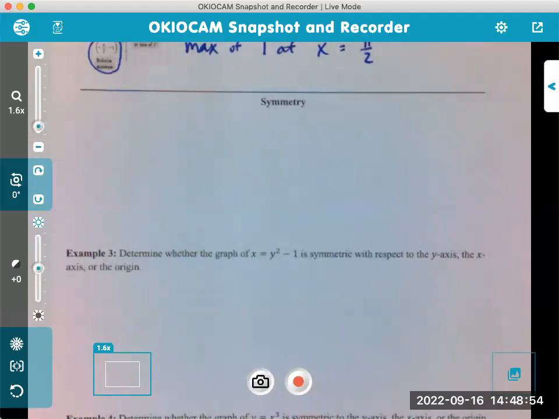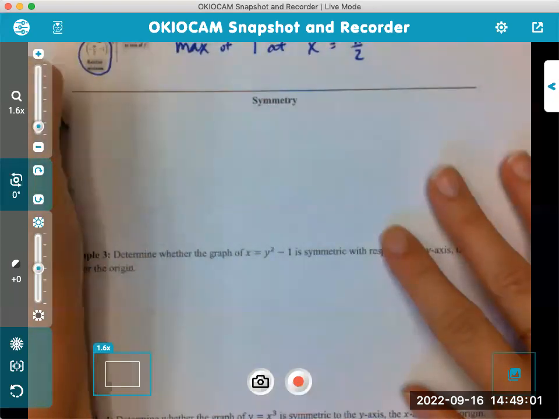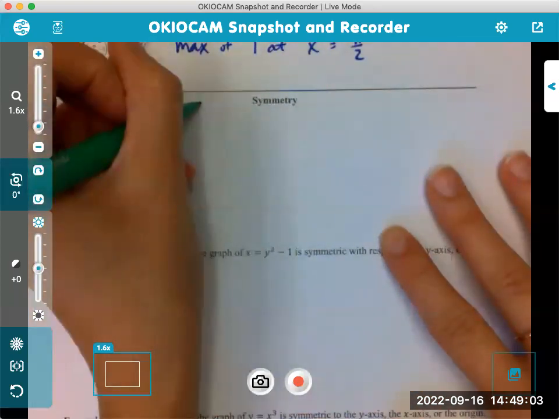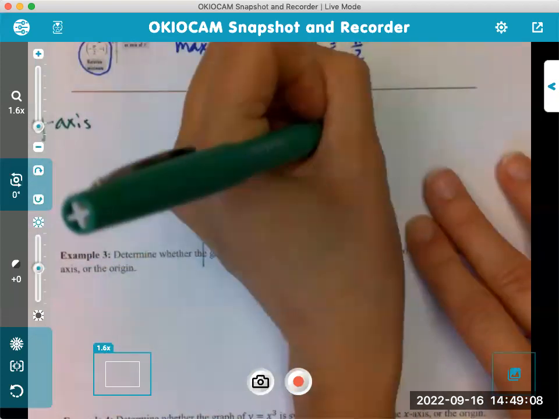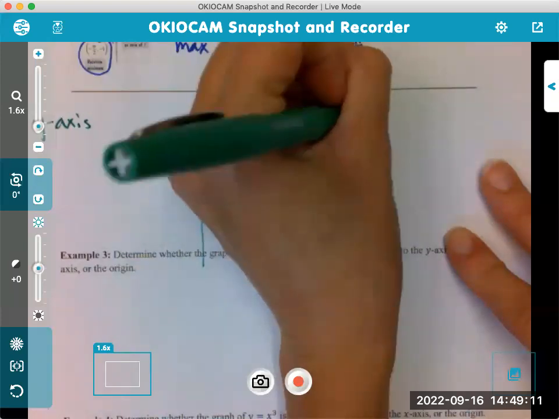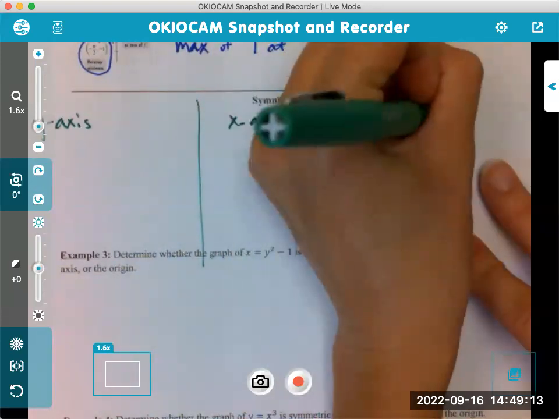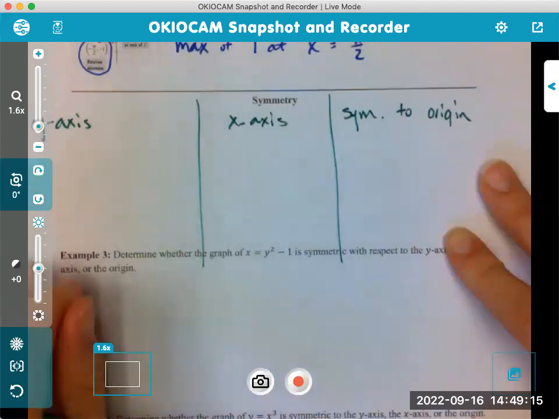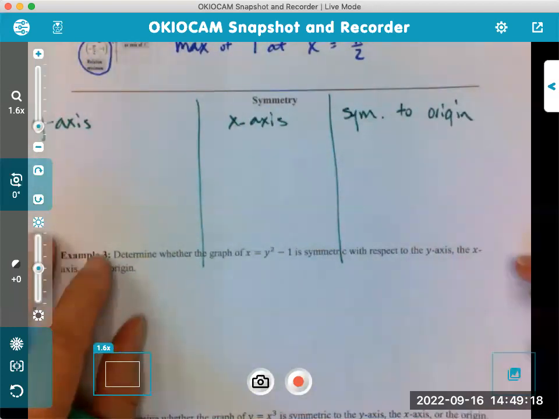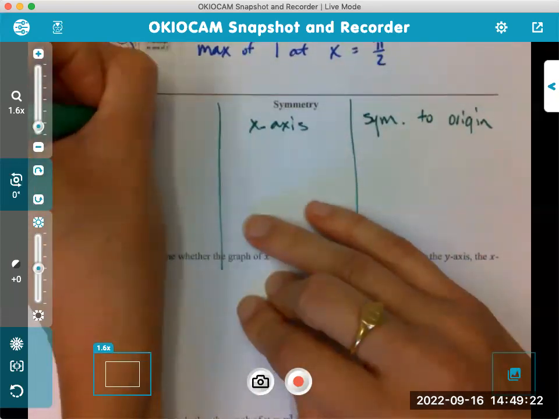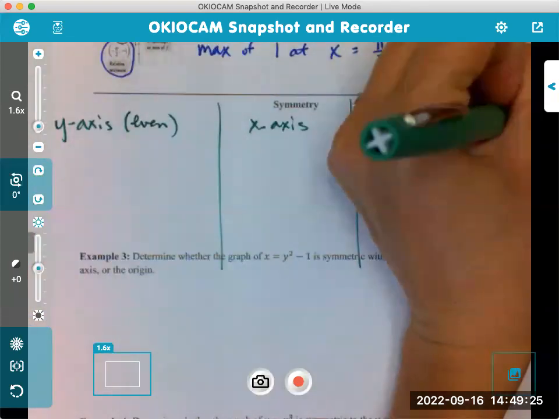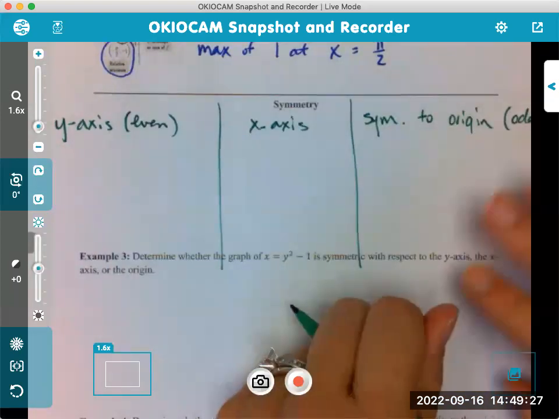Okay, so now we have symmetry. There are three types of symmetry. We have y-axis symmetry, x-axis symmetry, and symmetric to the origin. I briefly already spoke about the y-axis symmetry and the origin symmetry. Y-axis also means that we have an even function. Origin means that we have an odd function.